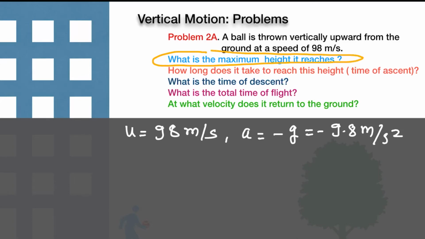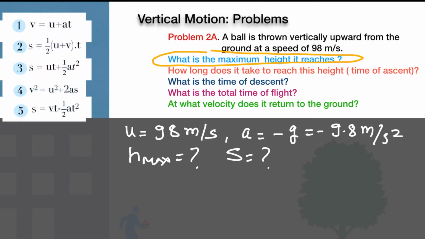What is the maximum height it reaches? So that means we have to find out the h, the maximum height, or we can say the displacement s, or maximum displacement. Now we have equations of motion. Here we have 3 variables, u, acceleration a, and the unknown variable, maximum height. But we should have one more variable to know the unknown.